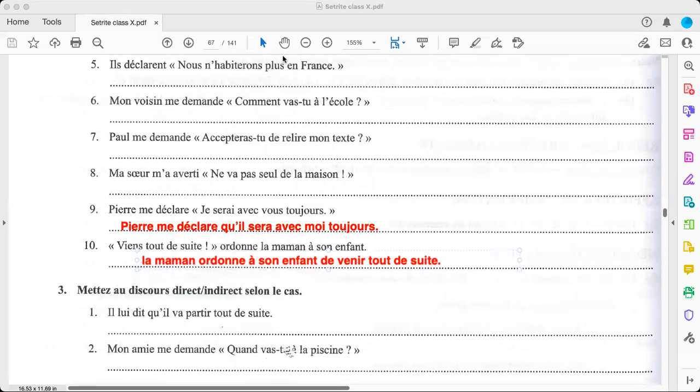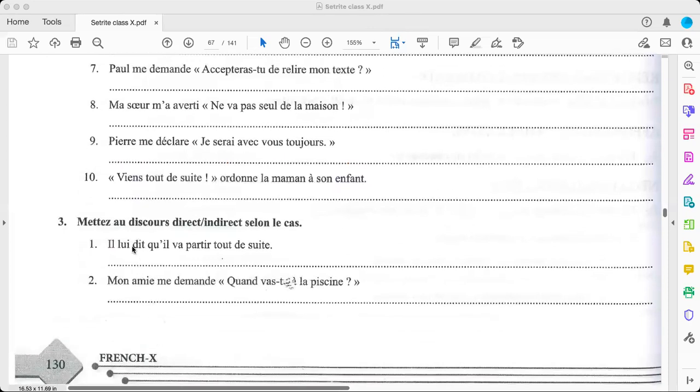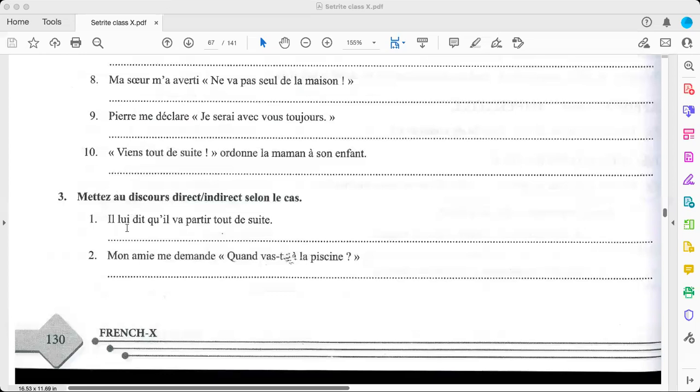Now we will do some questions for indirect to direct. Il lui dit qu'il va partir tout de suite. Il lui dit. Firstly, we will check what the connecting word is here. The connecting word could be que, it could be de, it could be si, or directly comment, où, or quand. So you will change it according to that. Il lui dit. Now, que. Que is for declarative sentences. So you will put the sign. He said to him that he is going to leave immediately. Je vais, you will change the verb as per the subject, partir tout de suite.